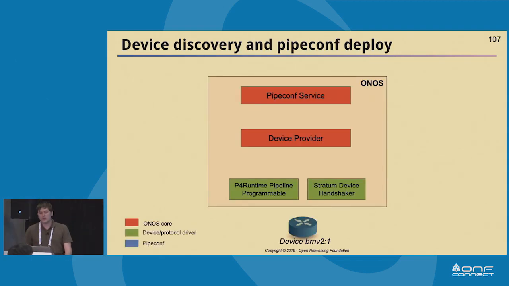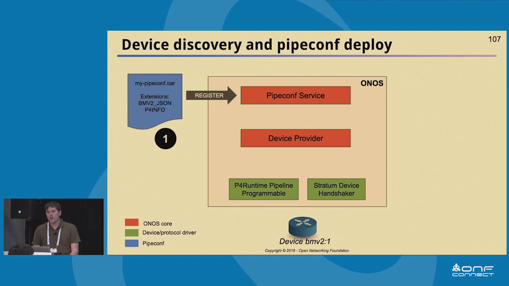So once you have your Pipeconf and a Stratum-enabled device, how do you connect that to ONOS? How does it work? As a first thing, once ONOS is running, you have to register your Pipeconf with the system, meaning that you have to provide the Pipeconf and an ID. So this Pipeconf will be identified by ONOS with a unique ID.